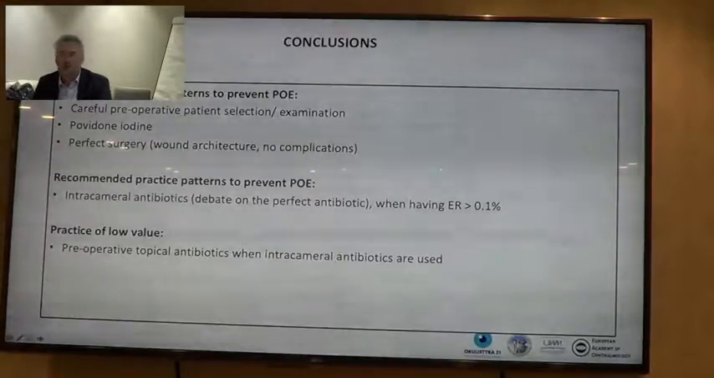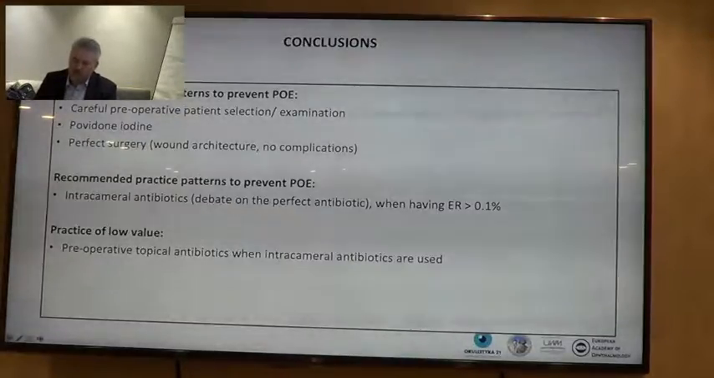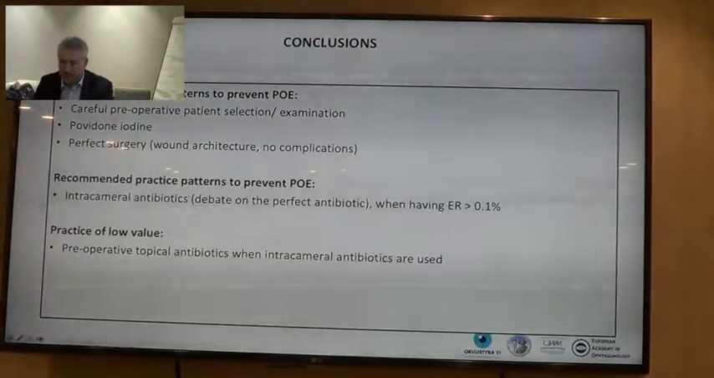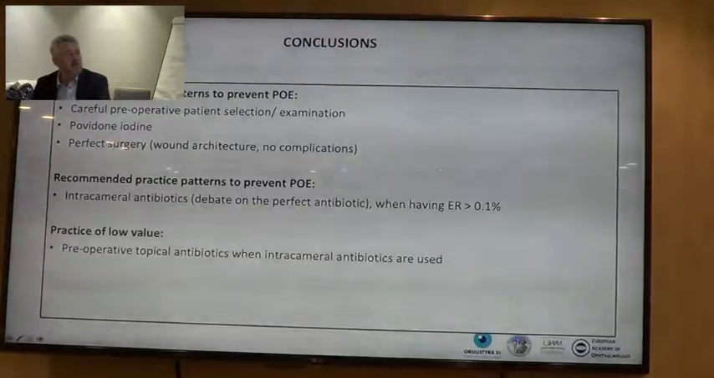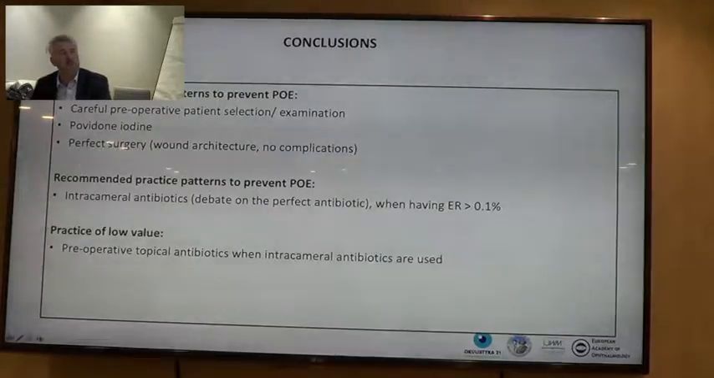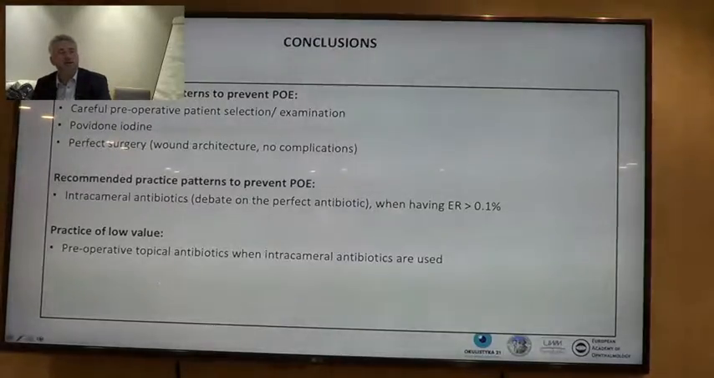Wound architecture, no complications. Then the recommended practice patterns to prevent post-operative endophthalmitis include intracameral antibiotic. However, there is still an ongoing debate on the perfect antibiotic, and it was shown that it gives you protection when you have a relatively high endophthalmitis rate, when the endophthalmitis rate is higher than 0.1%.